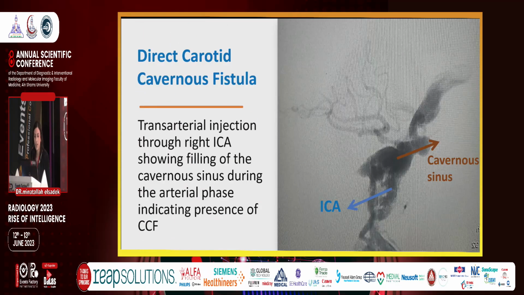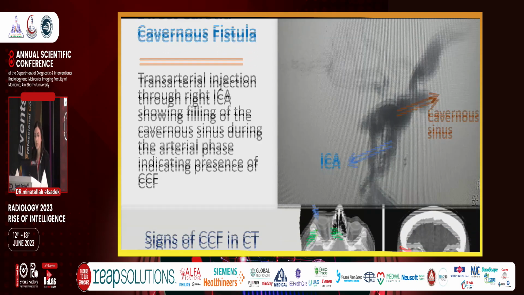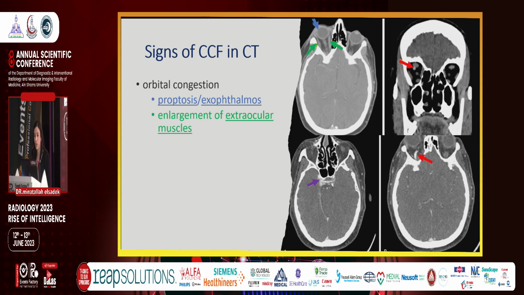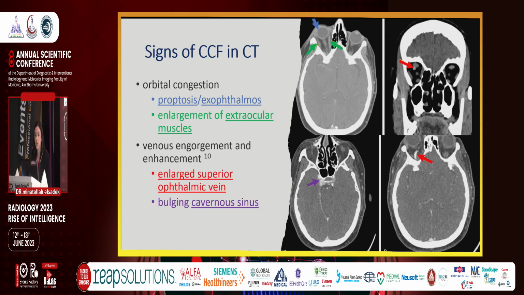Excellent. As you can see here, upon transarterial injection through the right ICA, filling of the cavernous sinus was noted during the arterial phase, which indicates the presence of a carotid cavernous fistula. Now, these are the signs that raise the possibility of a carotid cavernous fistula in any CT brain. They include orbital congestion in the form of proptosis and enlargement of extraocular muscles, venous engorgement in the form of enlarged superior ophthalmic vein, and bulging cavernous sinus.